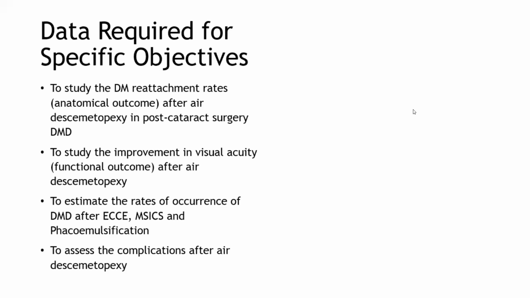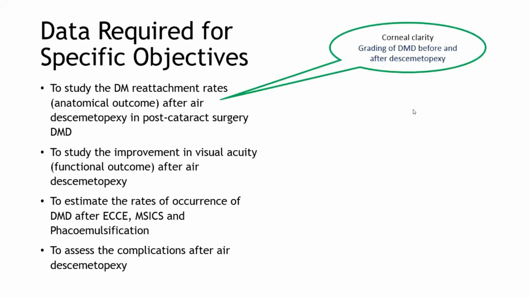No, that would be the second objective. For the first objective, grading of Descemet's membrane detachment and the extent we are identifying. And then after Descemetopexy, we are looking at corneal clarity and reattachment of the Descemet's membrane, whether any residual detachment is there, or if the corneal haziness is still persistent. So that would answer the first objective: grading and corneal clarity.